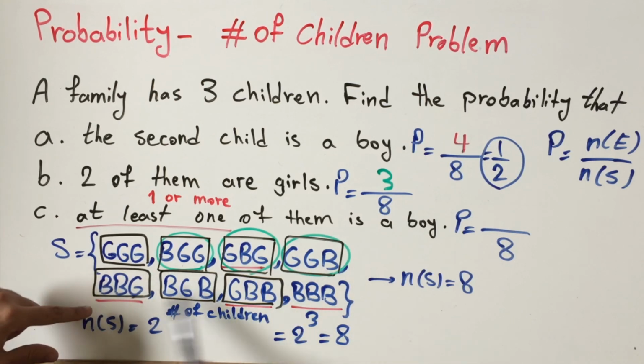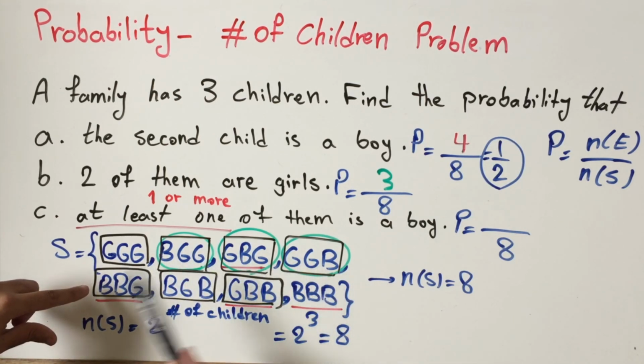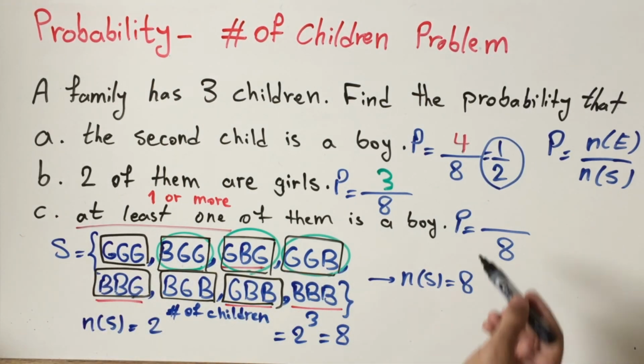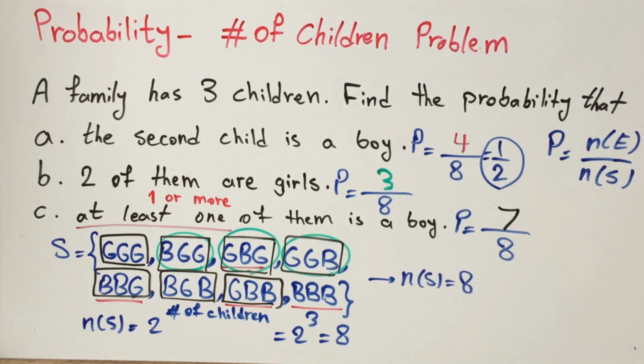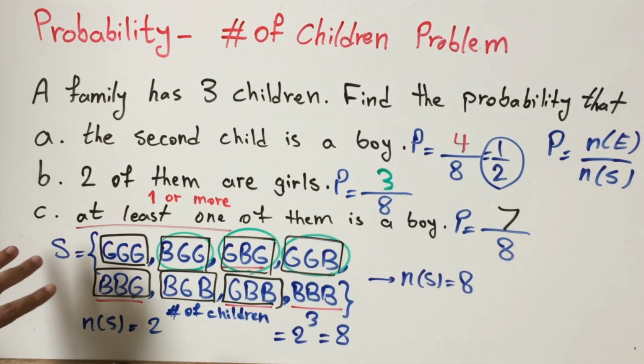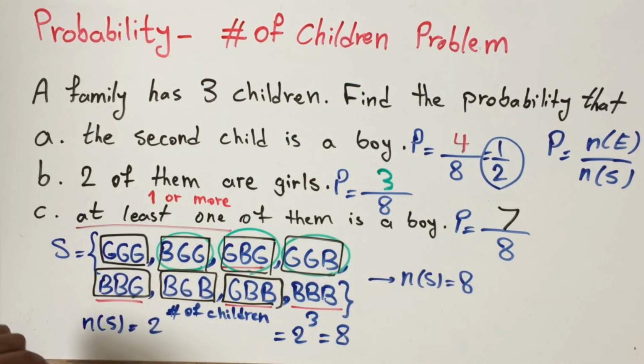So how many items are acceptable? 1, 2, 3, 4, 5, 6, 7. So the answer is going to be 7 over 8. I cannot reduce that fraction anymore, so you have to leave it like that. So this is how you solve the basic problems in a number of children.